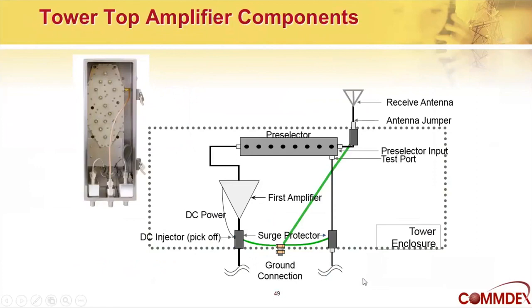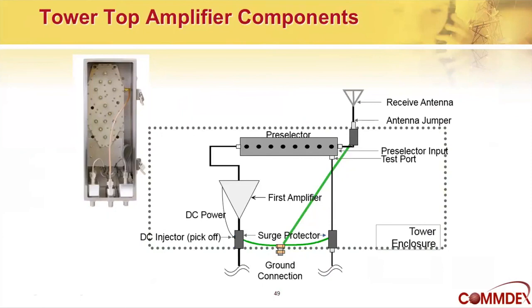Up on the tower itself, you have typically a stainless steel box up there, and there's a pre-selector filter, which again is a wide bandwidth filter used to keep only in-band signals going. The receive antenna will feed that pre-selector filter, and then it will feed the transmission line going down.